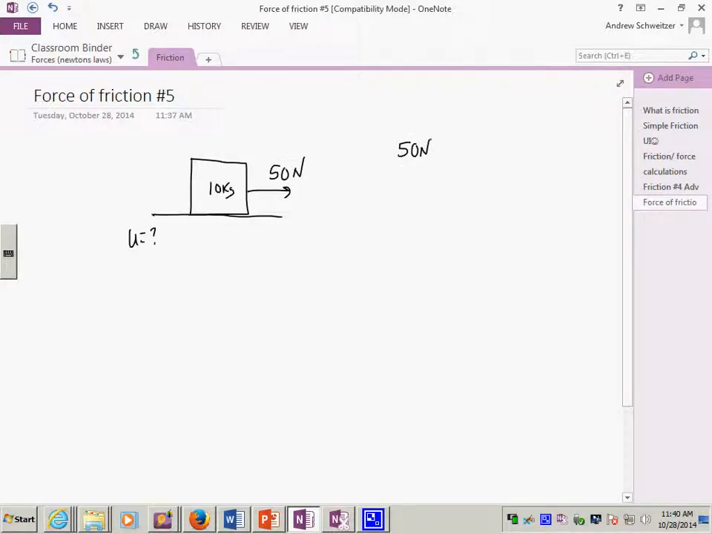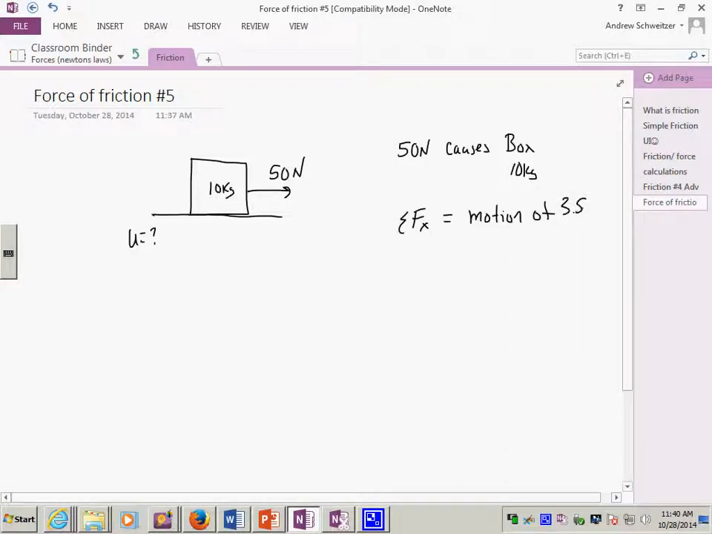The 50 Newton force is applied to a box with 10 kilograms of mass, and it causes a net force in the x direction, which causes a motion of 3.5 meters per second squared. Now this motion is described as an acceleration. So this is what we got. We have a net force of 50, so we have a force causing 3.5 meters per second squared.